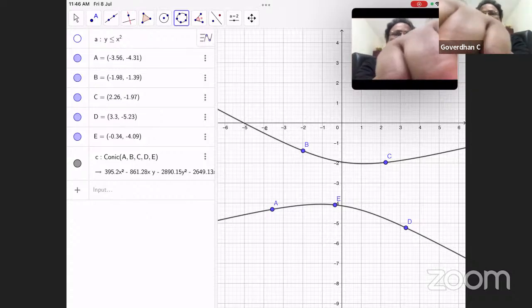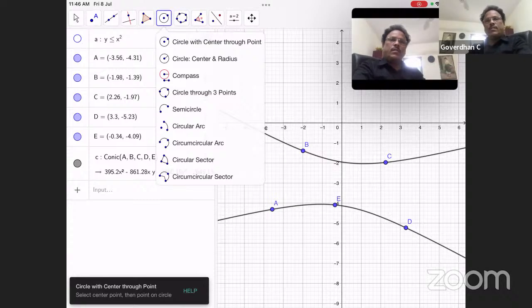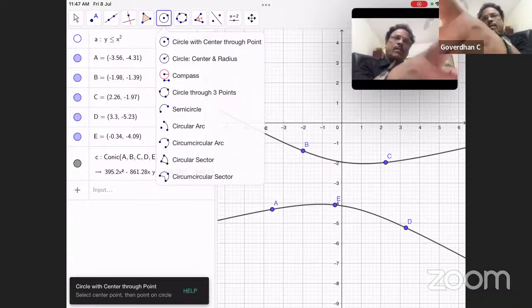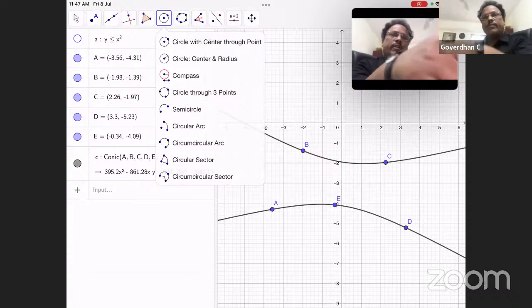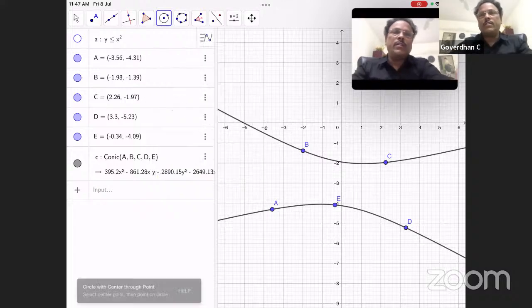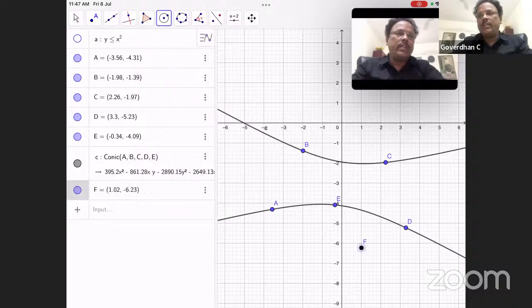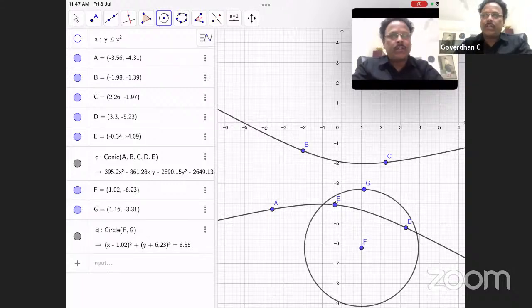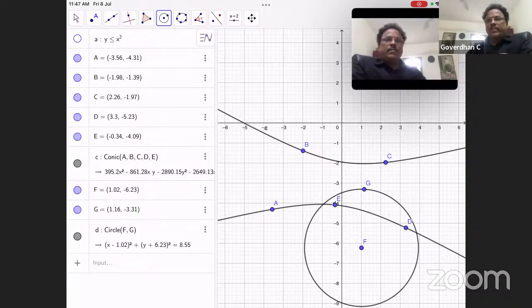So if I look at this icon, what does it indicate? There are so many other icons. The first one gives you the circle passing through a point and with center given. You just take any point here, and take another point through which it should pass. This F is going to be the center, and passing through that particular point, you have a circle there. So this is what you get.